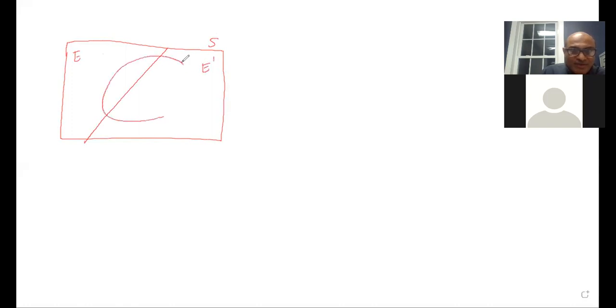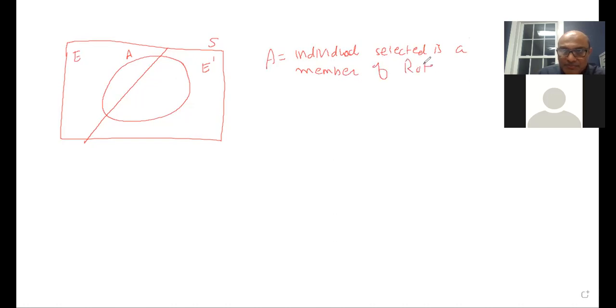If I draw one figure like this, suppose this is my set A, and set A is nothing but the members of the Rotary Club. So event A is that the individual selected is a member of the Rotary Club, right?